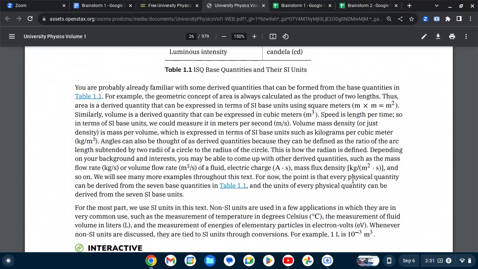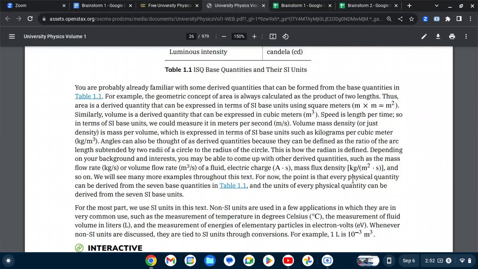You're probably already familiar with some derived quantities that can be formed from the base quantities in Table 1.1. For example, the geometric concept of area is always calculated as the product of 2 lengths. Thus, area is a derived quantity that can be expressed in terms of SI base units using square meters. Similarly, volume is a derived quantity that can be expressed in cubic meters. Speed is length per time, so in terms of SI base units, we could measure it in meters per second. Volume mass density is mass per volume, which is expressed in terms of SI base units such as kilograms per cubic meter.